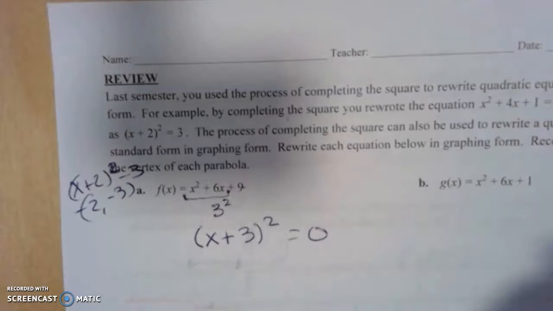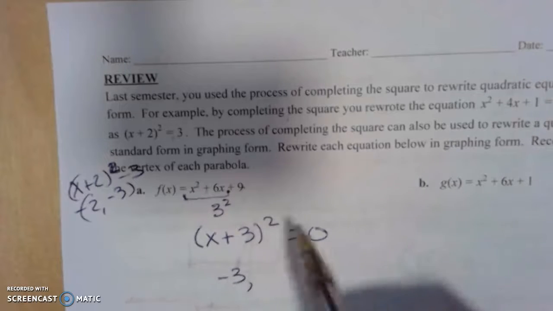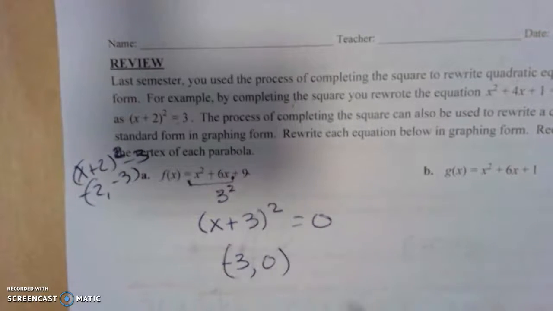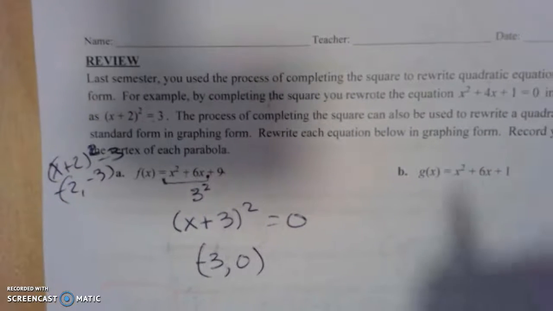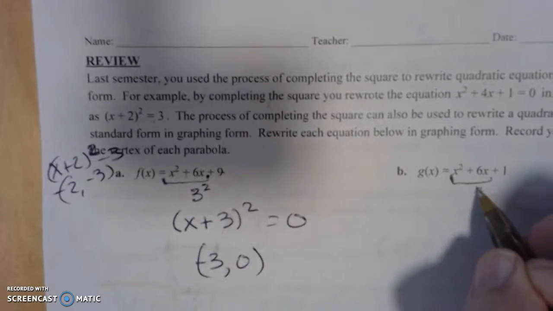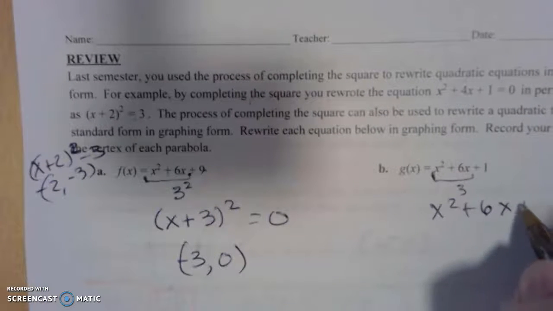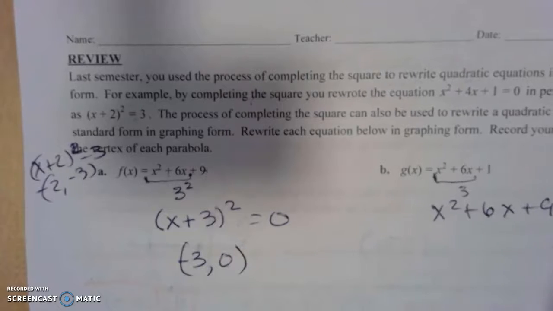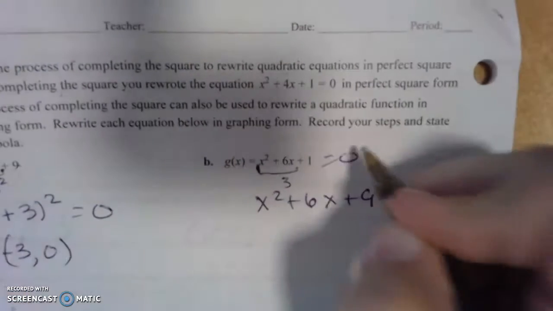So this vertex would just be the opposite of what's on the inside. Since we're not adding or subtracting any number, it's just going to be a 0. And this next number here, we already know that we're going to have to add 9 to both sides. So x squared plus 6x plus 9 equals -1. I'm going to add 9 to that side also. So set that equal to 0.